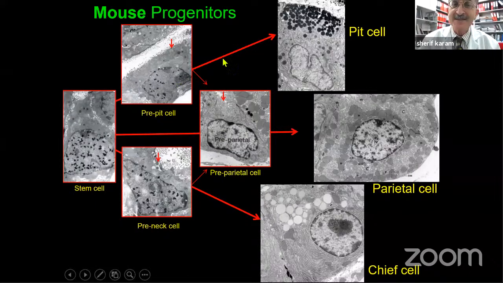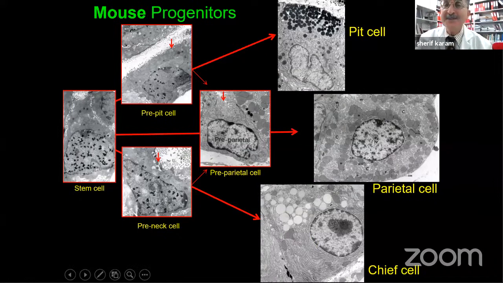So these cells differentiate and give rise to the PET cells, and this pre-parietal cell gives rise to the parietal cells, and the pre-neck cells differentiate and give rise to the neck cell first, and then give rise to the chief cells.